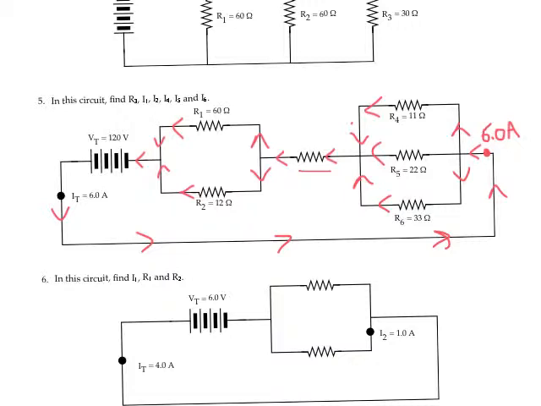Guys, I can see that you get VT, you get IT. Tell me, what can you get from this? Let's get RT. RT will be voltage divided by current. V equals IR. 120 divided by 6. Total resistance has to be 20 ohms. Okay, 20 ohms.